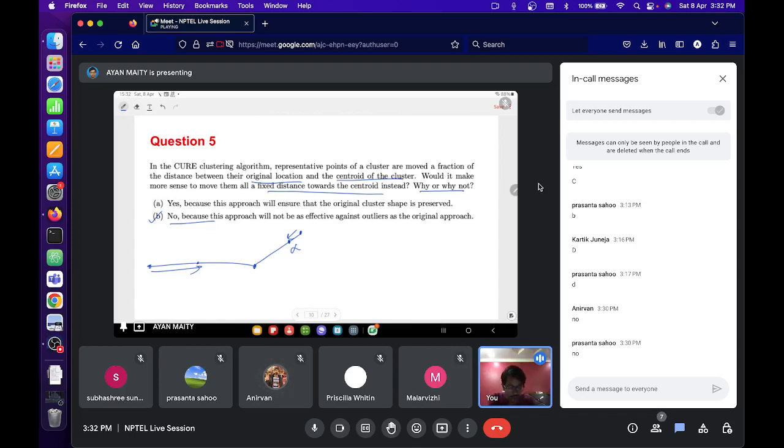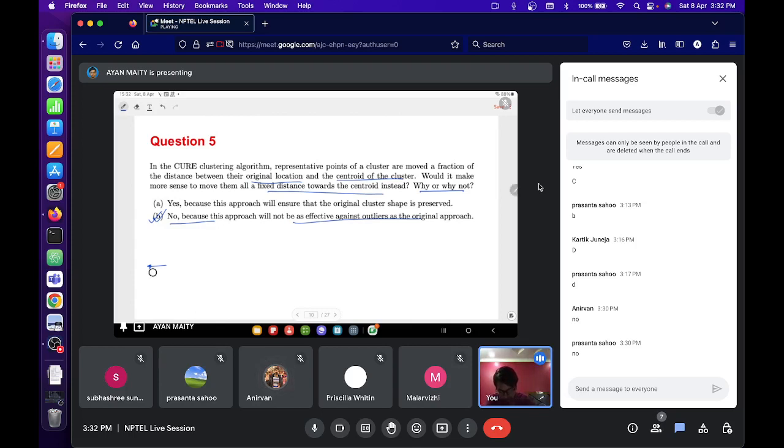So this ensures that we are able to preserve the shape of the cluster, and also we are able to ignore the outlier points. But if we move all the points with a fixed distance, then the shape of the cluster would not be preserved, and also the outlier problem would not be resolved. So that's why option B would be the correct answer: moving the points with a fixed distance would not be better than moving with a fractional distance.